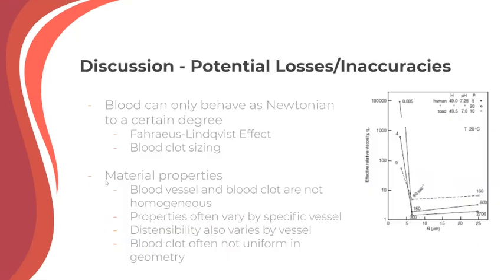Now, while our model was mostly accurate, there are some potential losses and inaccuracies in what we used. As Ituah mentioned earlier in the research, blood can behave as Newtonian in large enough vessels, but this is only true to a certain degree. After all, blood is not homogeneous. One potential contributor to this is what's known as the Fåhræus-Lindqvist effect, which mostly occurs for smaller vessels. The Fåhræus-Lindqvist effect, as seen on the right, shows that blood viscosity does tend to decrease with the radius of the vessel, but it suddenly increases once you reach a critical small radius.